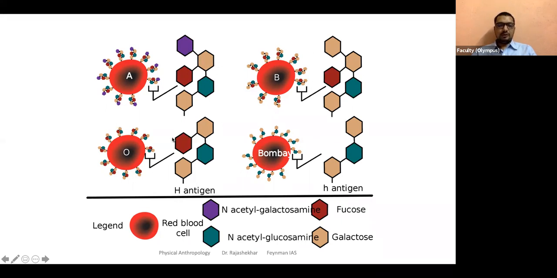And whatever is missing from O, this small part, is the Bombay blood group, or small h antigen. So it is not compatible. O is, although more or less a universal donor, with some exceptions. Bombay blood group is an exception to that.